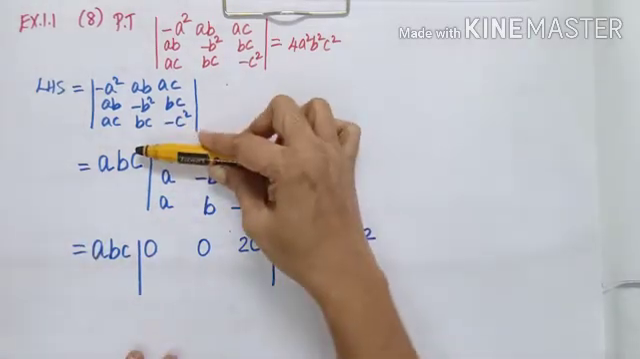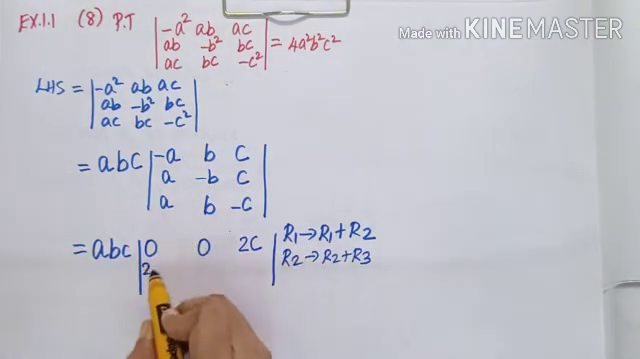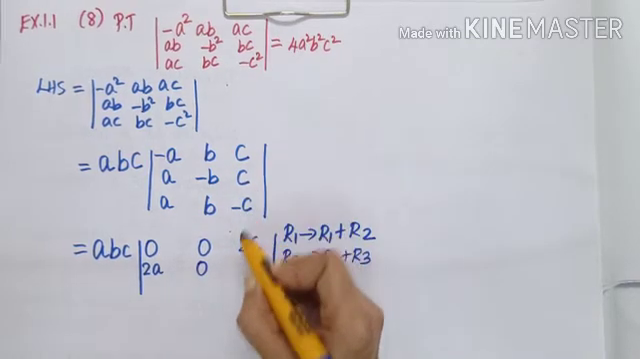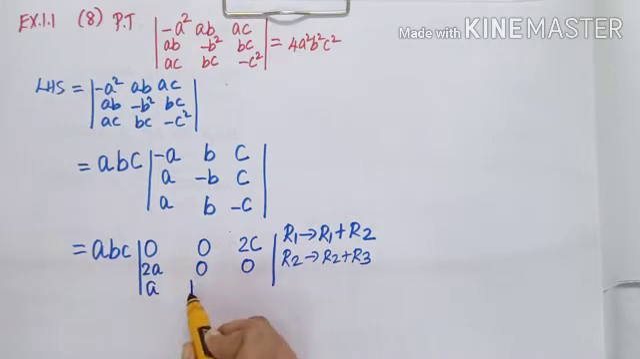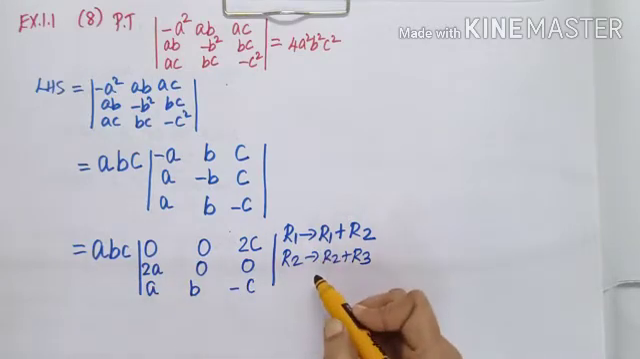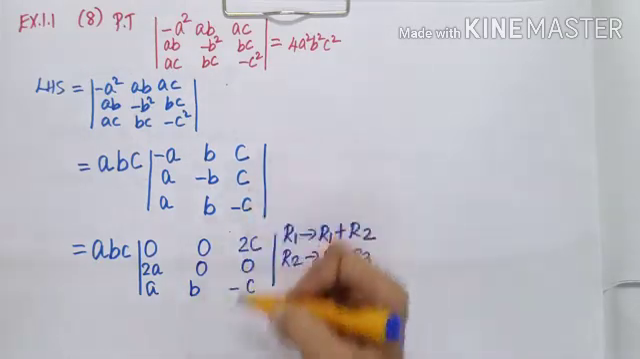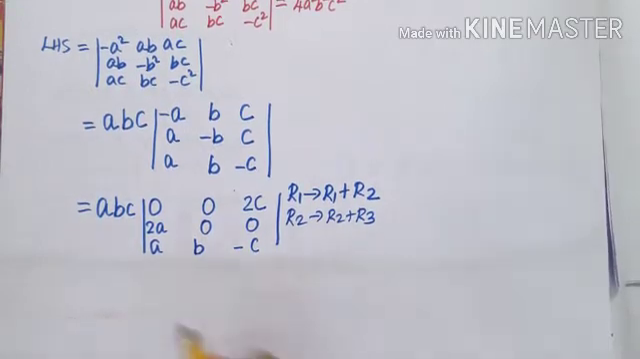So forget the first row. I am adding these two. A plus A 2A. Minus B plus B 0. C minus C 0. Third row write as it is. At a time do the transformation only for 2 rows. Don't do for all the 3. The next step we shall expand.